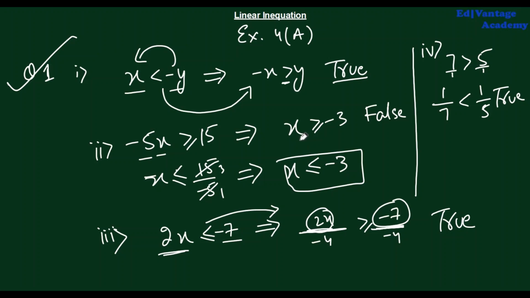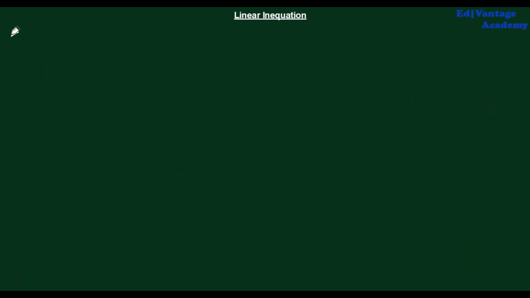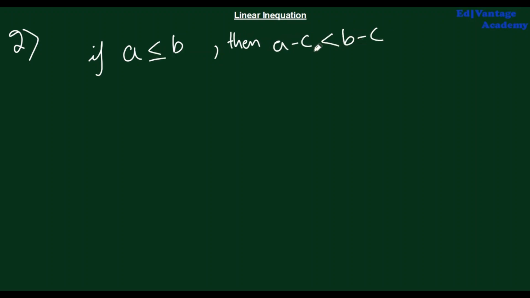If you still didn't understand it, maybe the second question will help you more. Second question of the first exercise. State whether the following statements are true or false. After doing further questions, I'm sure this symbol reversing will be completely understood. They said if A is less than B, then A minus C is less than B minus C. They did not reverse any symbol. They subtracted both the sides.